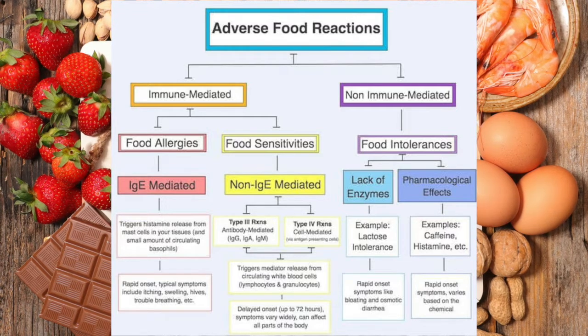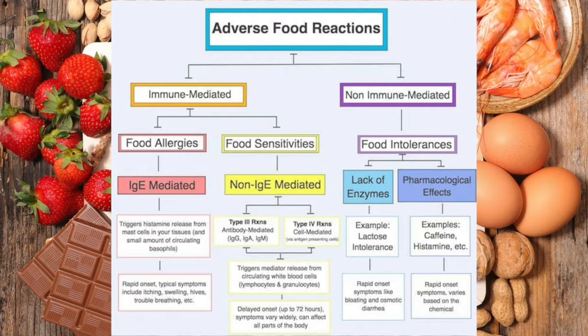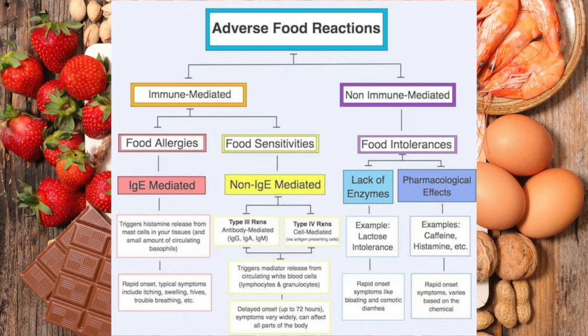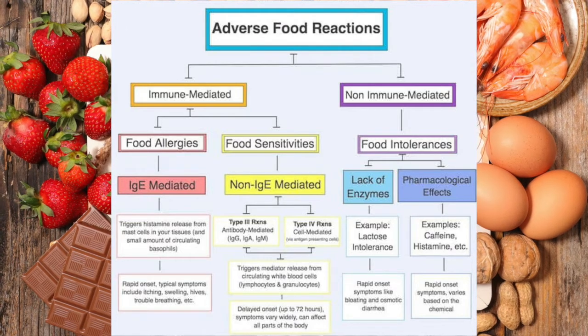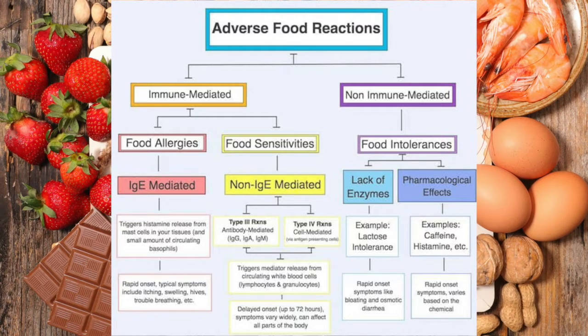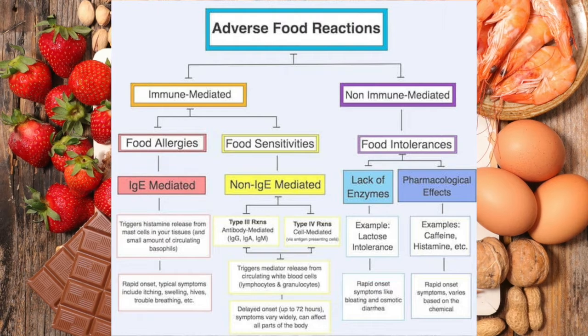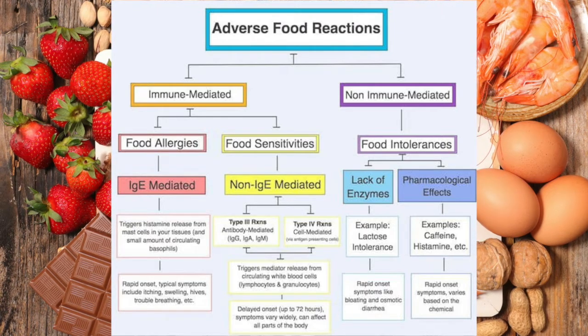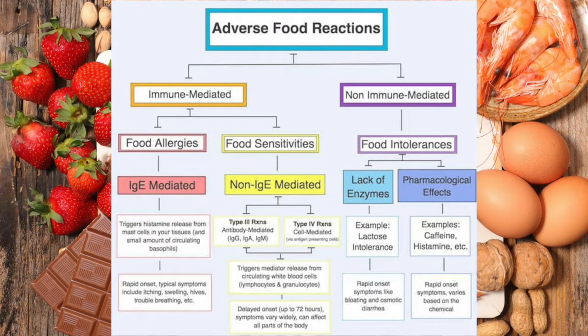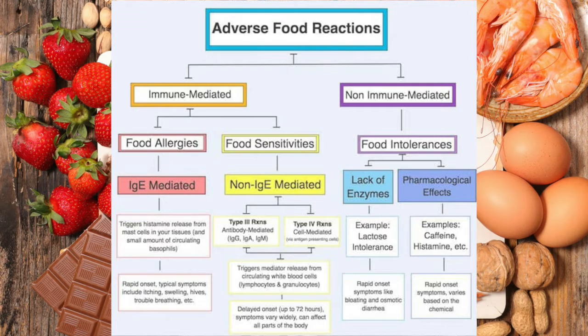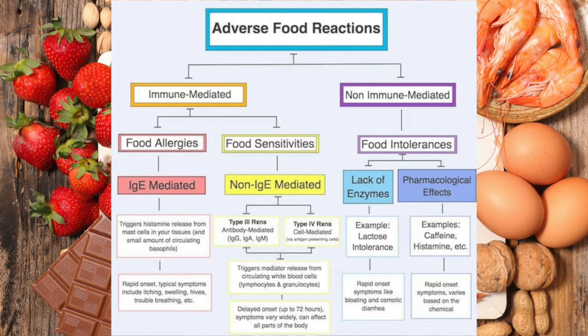Food allergies and food sensitivities both involve the immune system. However, only food allergies result in an IgE antibody response to a food. Food intolerances do not involve the immune system. They occur when the body lacks the digestive enzymes needed to break down certain foods, or from the direct pharmacological effects of chemicals like histamine.